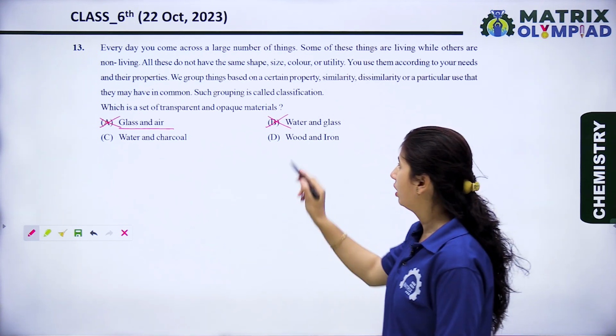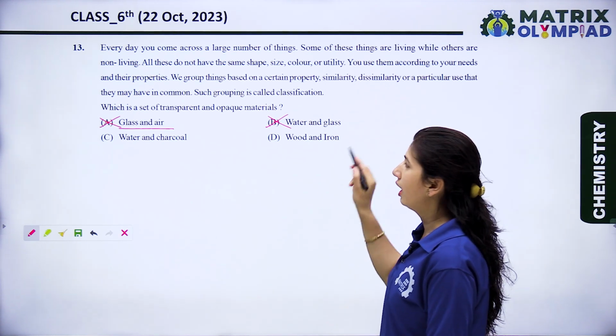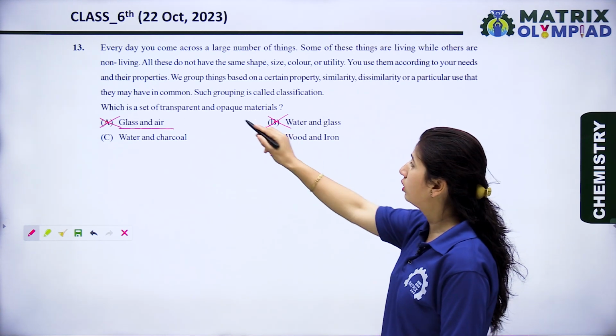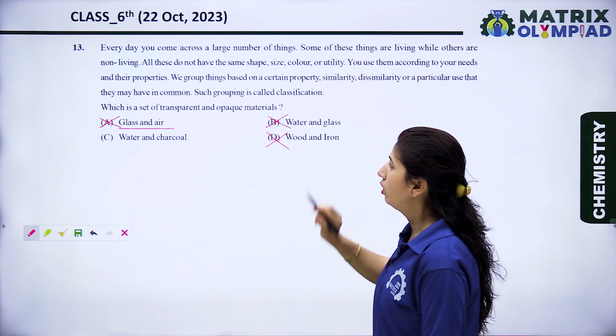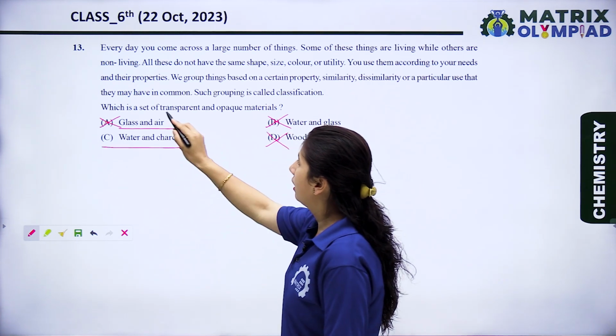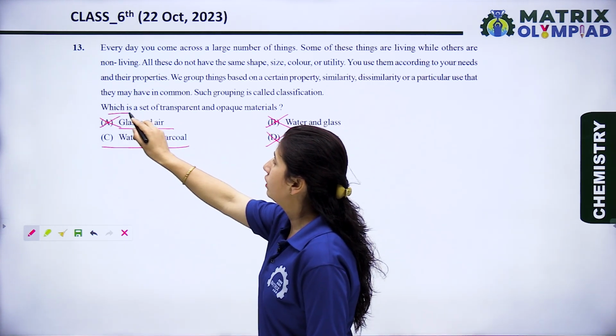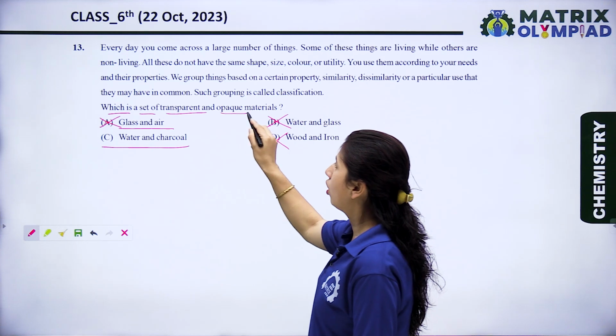not the right option. So next is wood and iron. Wood and iron both are opaque materials. So let's see the option C. The question asks which is a set of transparent and opaque material.